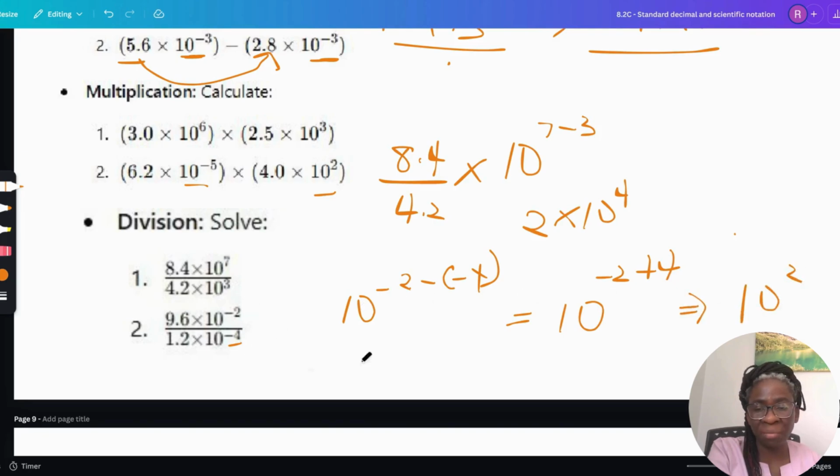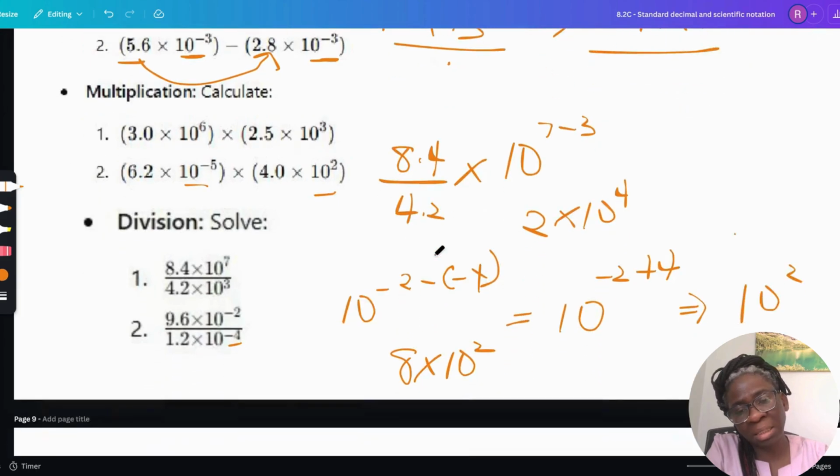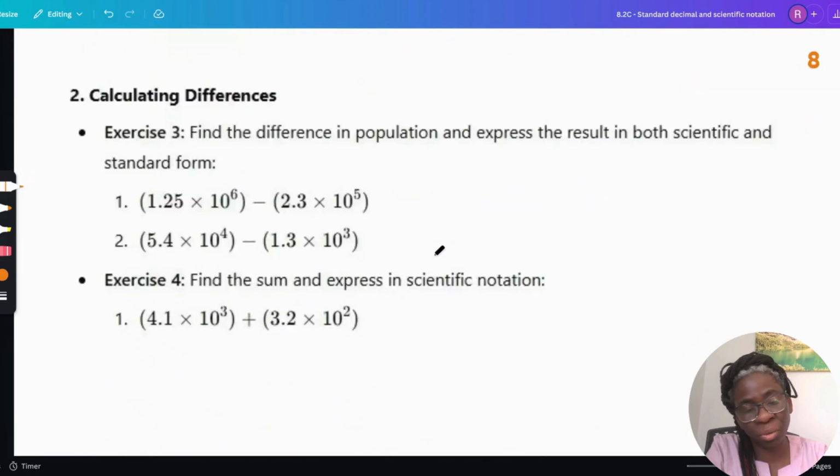So your answer will be whatever you get. 9.6 divided by 1.2, that's 8, sorry. So this will be 8 times 10 power 2. So that is how to add, subtract, multiply, and divide scientific notation.